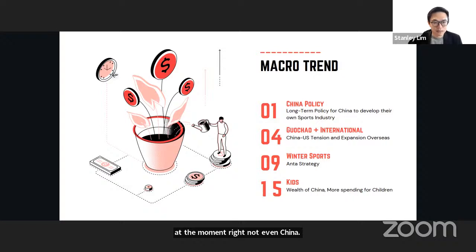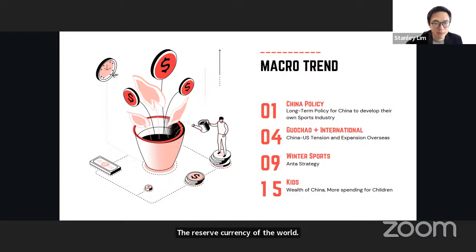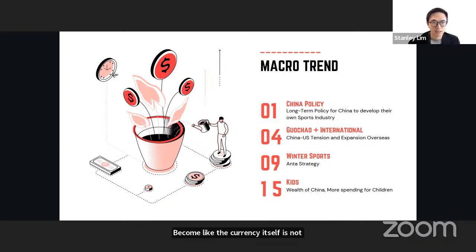Because the US dollar will still, for the foreseeable future, be the currency of the world, right? The reserve currency of the world. Say, for example, if China wants to become one, the currency itself is not even open. It's not fully internationalized. What are you talking about, becoming a reserve currency when it's not even easily available?